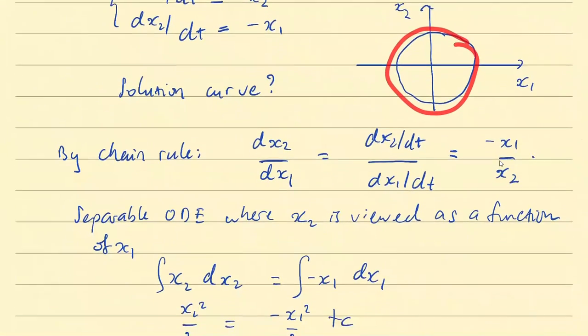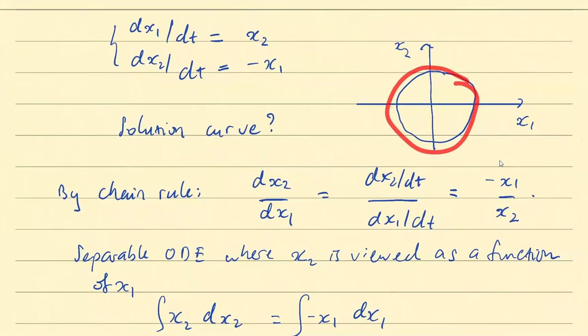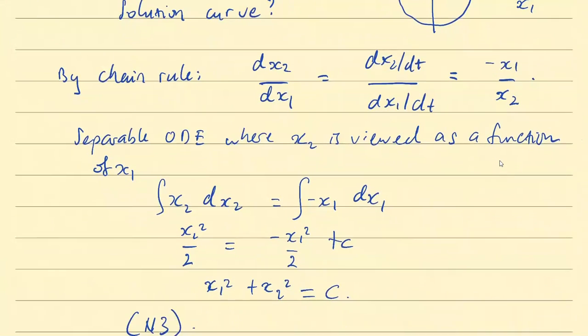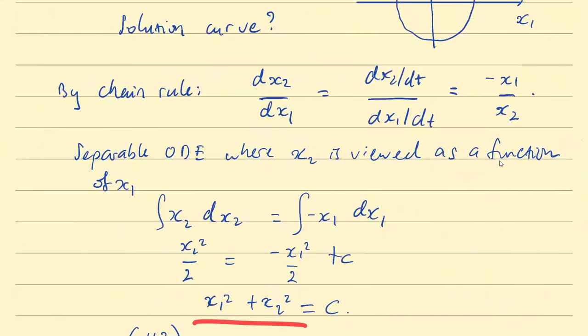So in fact, it is so tempting to say that x1(t) is cosine t or something like that, and x2(t) is sine t, because that's exactly one possible parameterization to give you the circle.